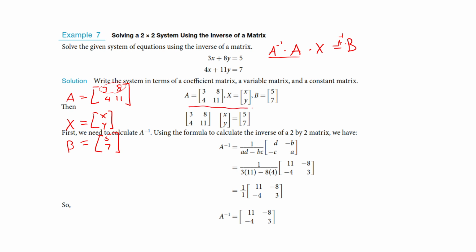So here they've got the same system. Here's our equation, but it's really now A times x equals B. All right, so what we need is the inverse. Here they are finding the inverse. It was a 2 by 2, so they're using that formula, but I would have just used my calculator button. Here's my inverse: 11, negative 4, negative 8, 3.